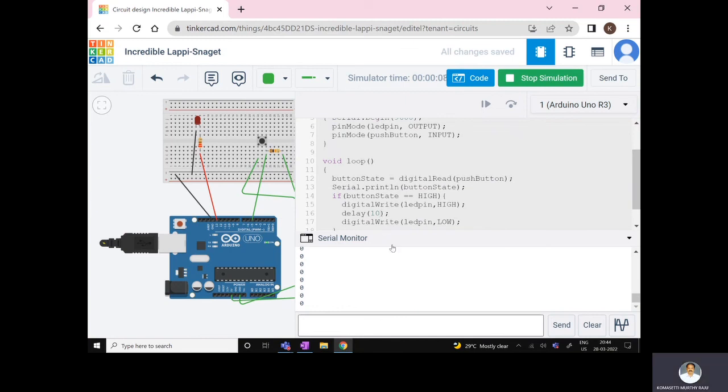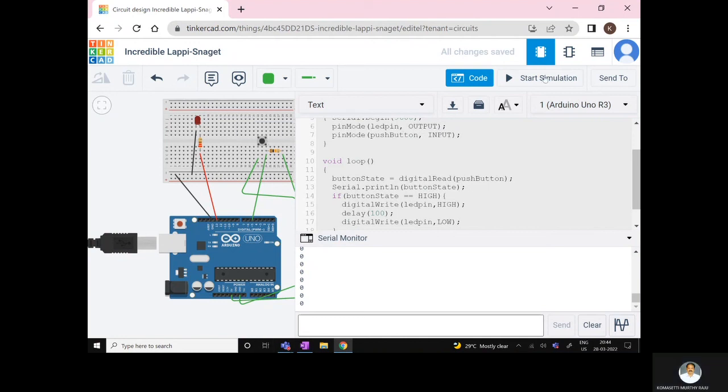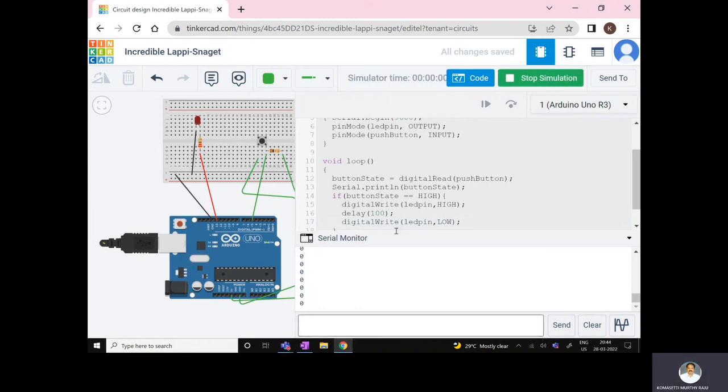Here delay is 100 milliseconds. Instead of 10, here we use 100 milliseconds. Here zeros are slowly converted to ones. Start simulation and press the push button. Here zeros are converted slowly because of 100 milliseconds. 1, 1, 1, 1. The LED is on.